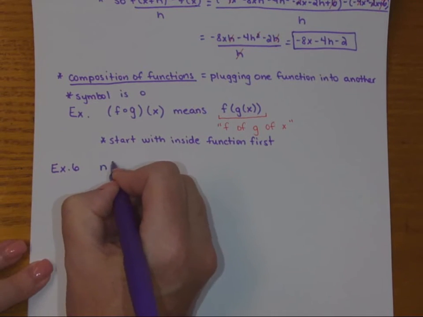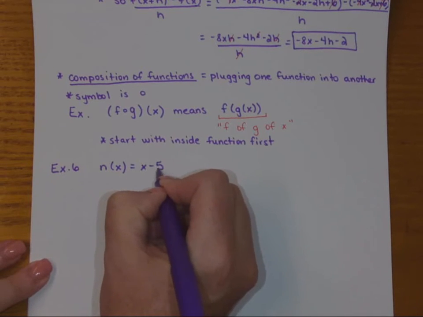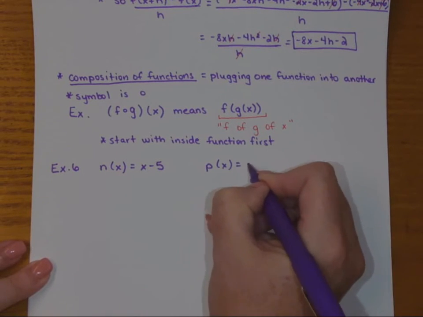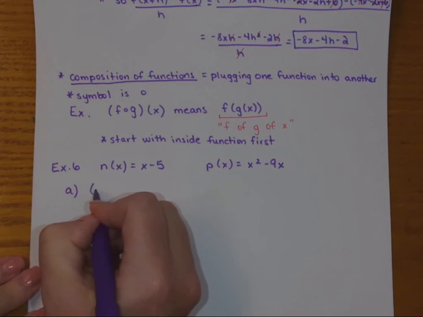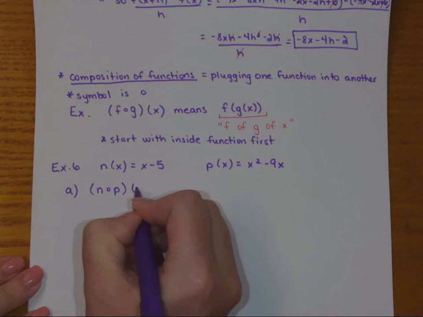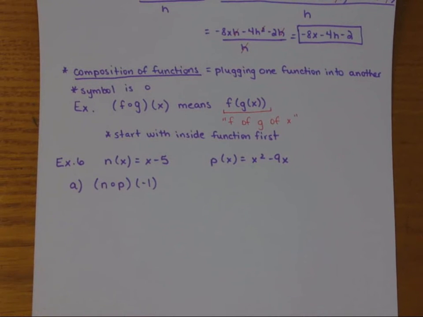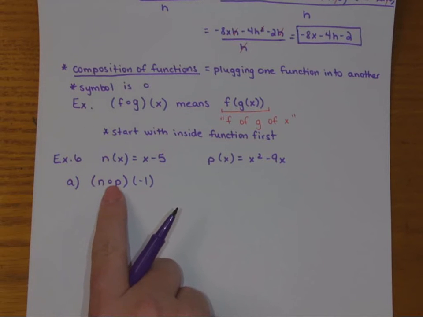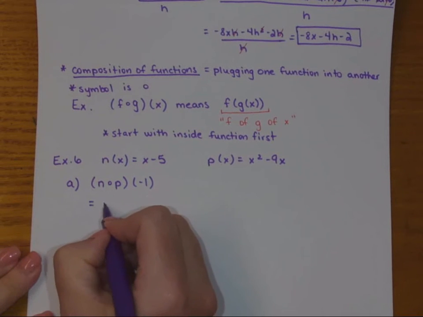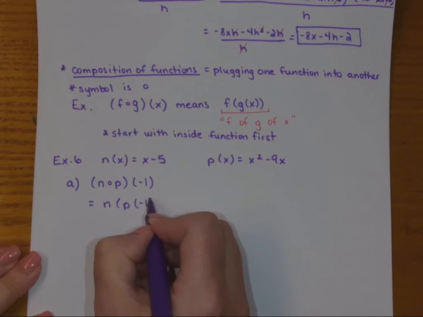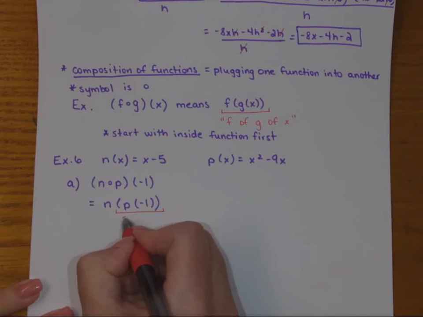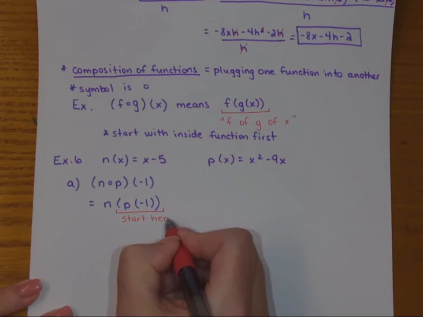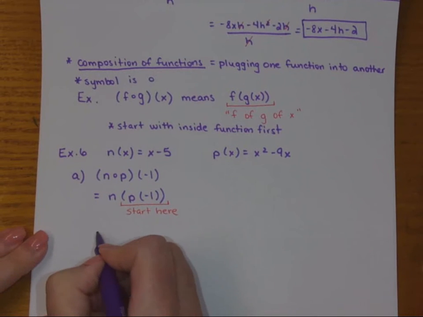So let's start with 2 relatively simple functions. So n looks linear and p looks quadratic. But let's say that I asked you to find this quantity. This operator means composition of functions. It literally means I'm asking you to find n of p of -1. So remember my hint, you always start on the inside. In other words, let's figure out what p of -1 is.